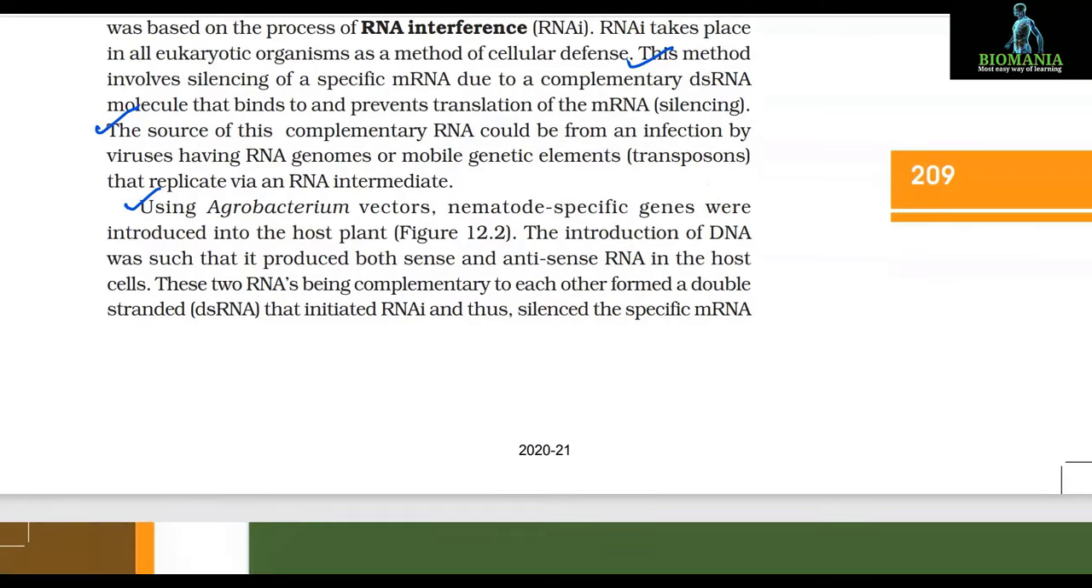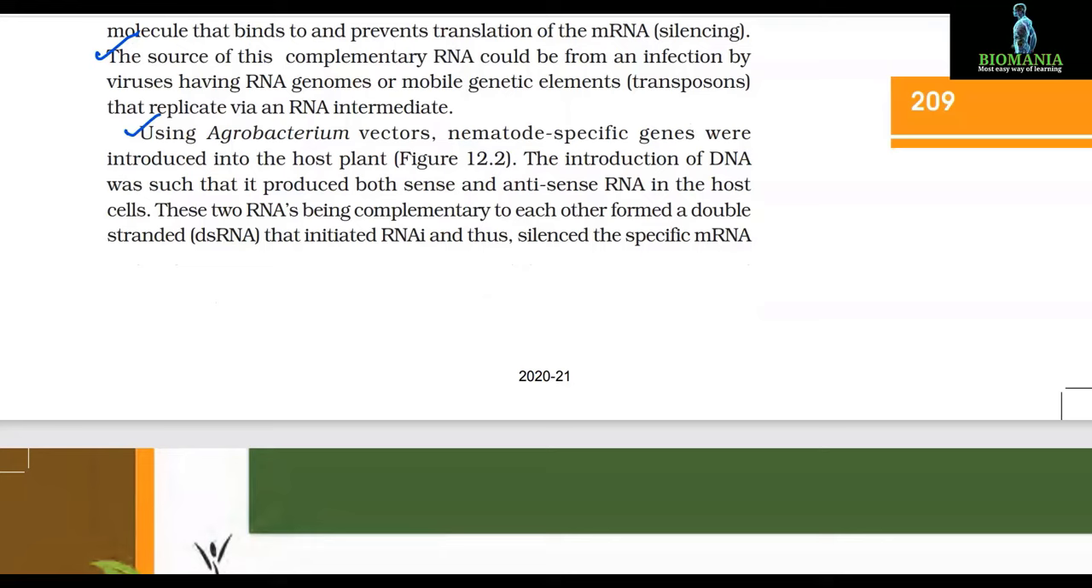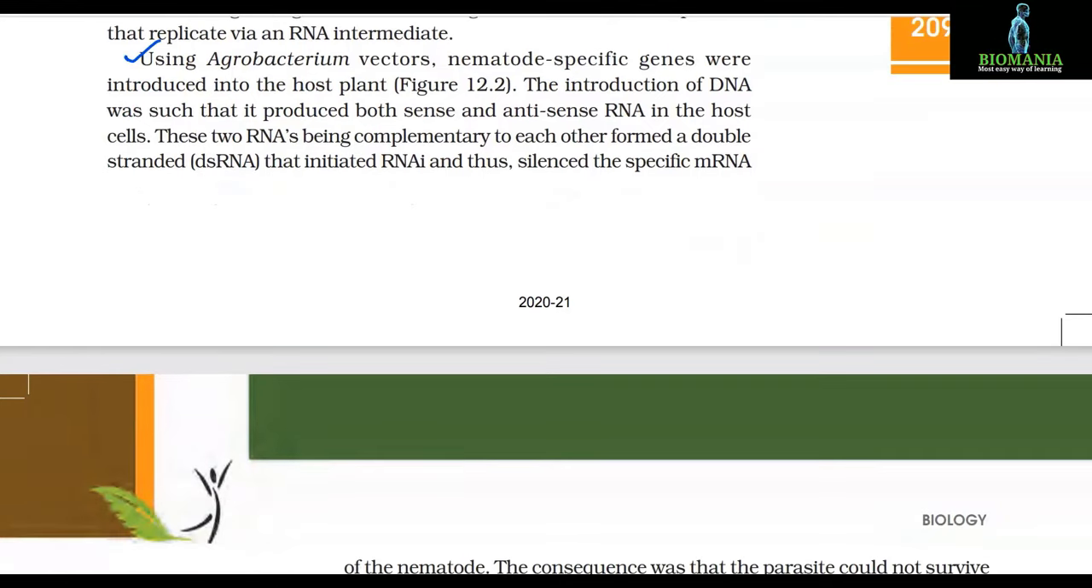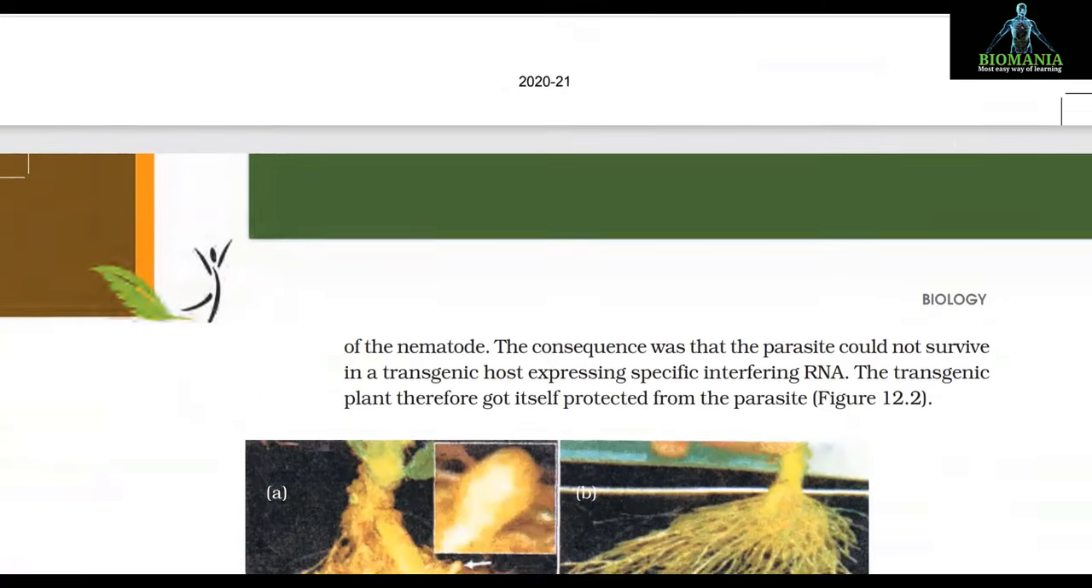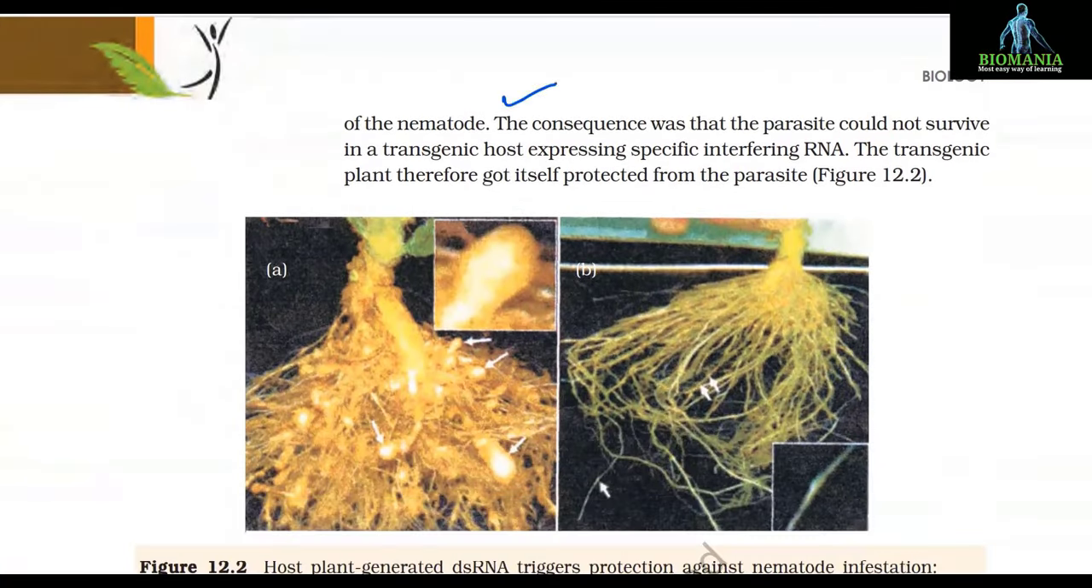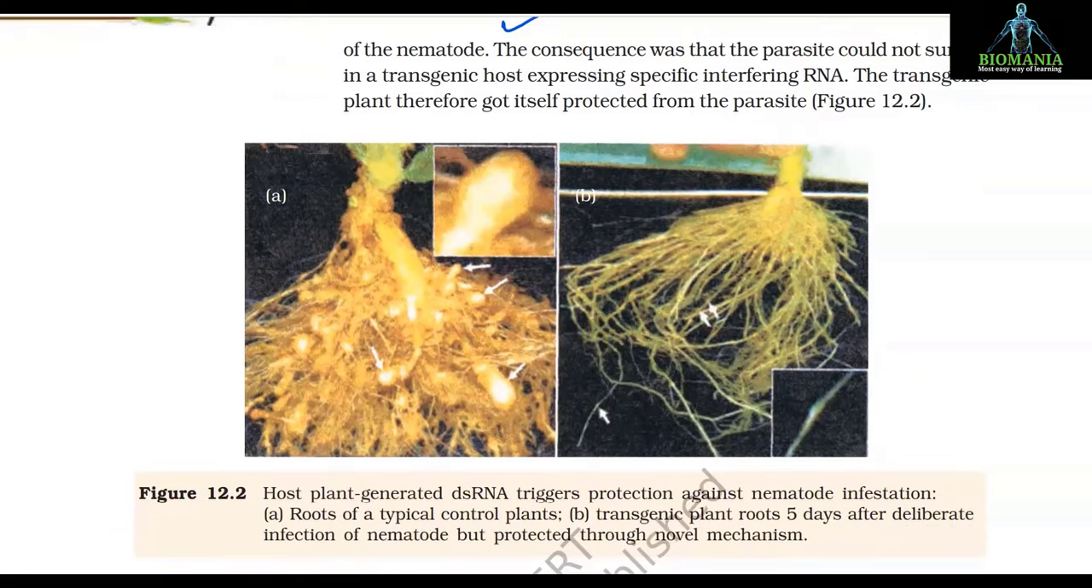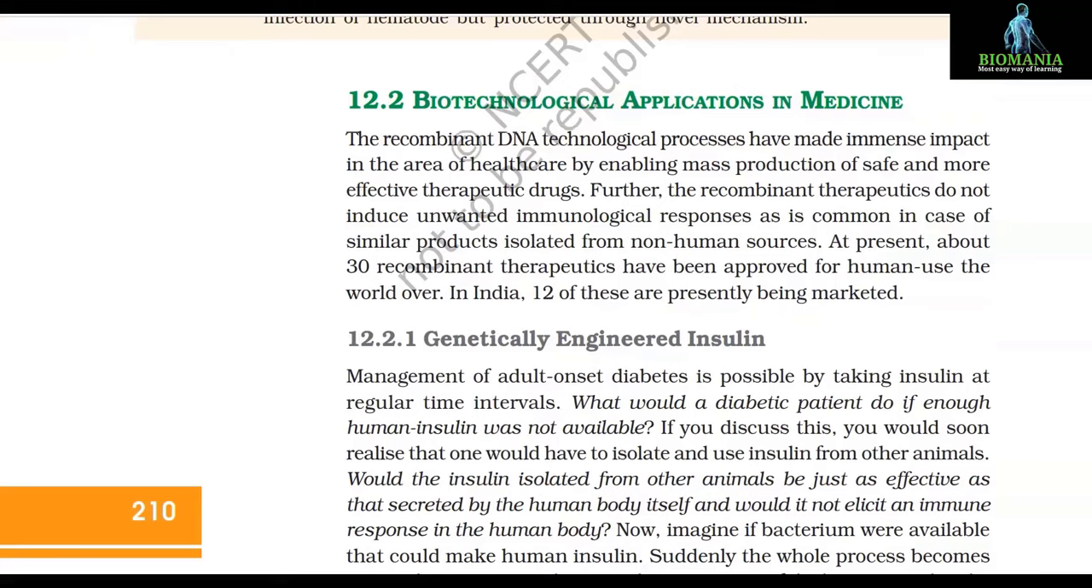Using Agrobacterium vectors, nematode-specific genes were introduced into the host plant. The introduction of DNA was such that it produced both sense and antisense RNA in the host cells. These two RNAs, being complementary to each other, formed a double-stranded RNA that initiated RNAi and thus silenced the specific mRNA of the nematode. The consequence was that the parasite could not survive in a transgenic host expressing specific interfering RNA. The transgenic plant therefore got itself protected from the parasite.